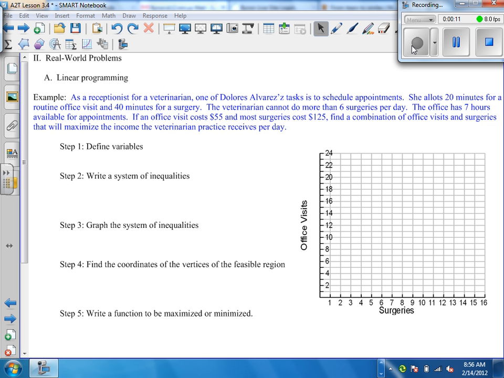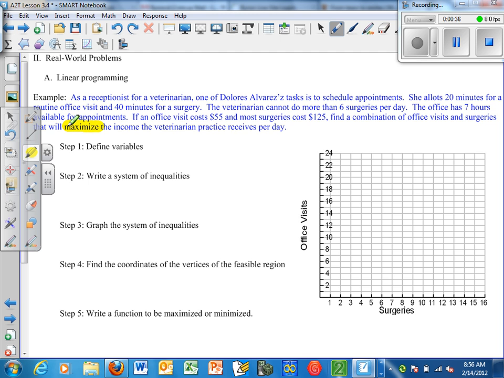It says, as a receptionist for a veterinarian, one of Dolores' tasks is to schedule appointments. She allots 20 minutes for a routine visit, 40 minutes for surgery. The vet cannot do more than 6 surgeries per day. The office has 7 hours available for appointments. If an office visit costs $55 and most surgeries cost $125, find a combination of office visits and surgeries that will maximize, so we're looking at maximizing, the income the vet practice receives per day.